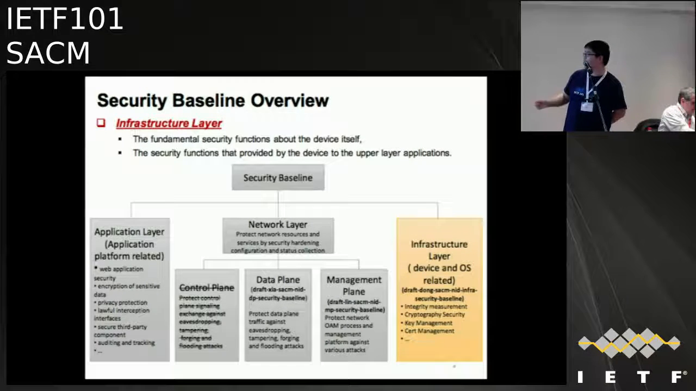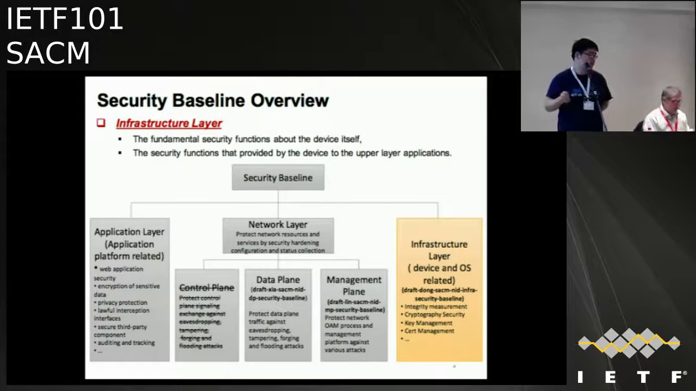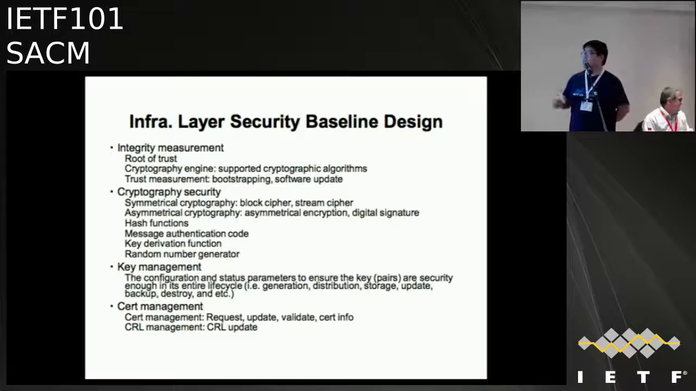presentation, but the difference is in this specific draft we only focus on the infrastructure layer. The infrastructure layer security function is a fundamental security function about the device itself and the security functions that are provided by the device to the upper layer applications. Okay, next slide. Here are the 4 submodules contained in the data model.